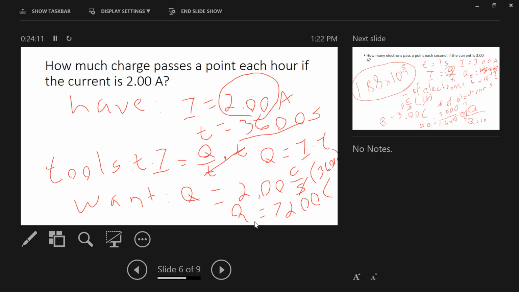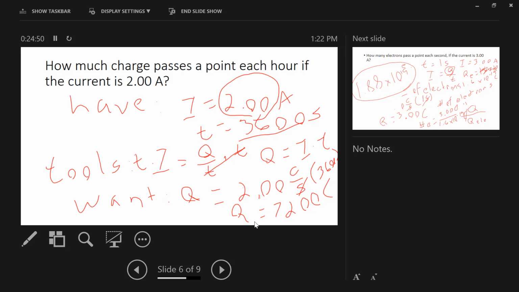So how much charge passes a point each hour if the current is 2.00 amps? Now, why are we representing this number with 2 significant figures? The answer to that is there's really not a good reason. Because if it's telling us each hour, we can assume that's exactly 1 hour, and an hour is exactly 3,600 seconds, meaning that should not limit our number of significant figures. Instead, we should present our number with 3 significant figures, because 2.00 has 3 significant figures. But in order to do that, I would have had to write this in scientific notation.